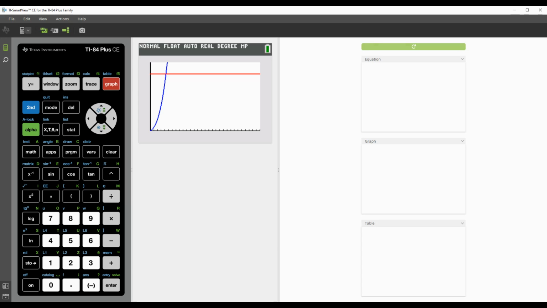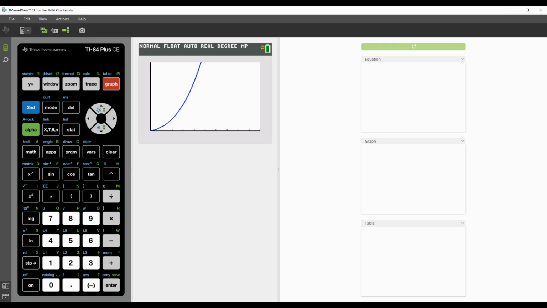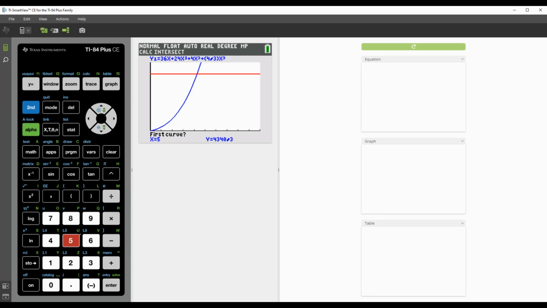There's my one equation. There's my 1,000. So I didn't need to go anywhere near close to 30. Will it help me to switch my window to something more reasonable, like 10? Not really. I'm just looking for the point of intersection. So there's the cubic function, and there's the line. I'm going to hit intersect, which is number 5. I can go pretty quick here, first curve, second curve, because there's only one choice. And the answer is 4.25.